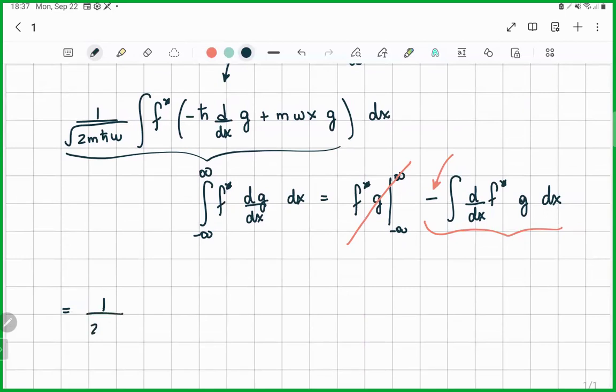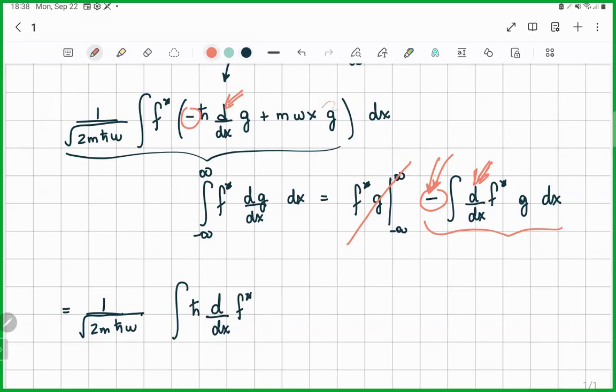So 2m h bar omega is there. Now I'm going to bring the derivative that we had here, acting on g, to the front, so it will be acting on f. And careful with what we said, this minus sign. This minus sign with this other minus sign becomes plus. And so we have here the derivative d/dx of the complex conjugate of f. Now with the plus sign, we also have that h bar.